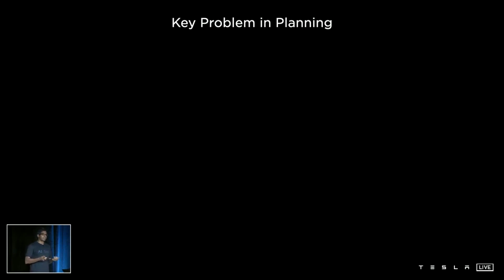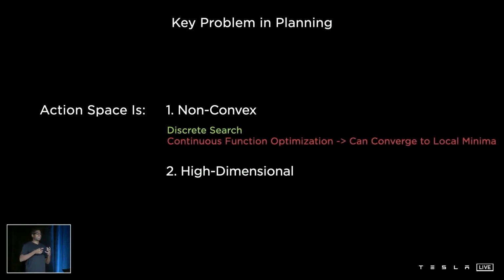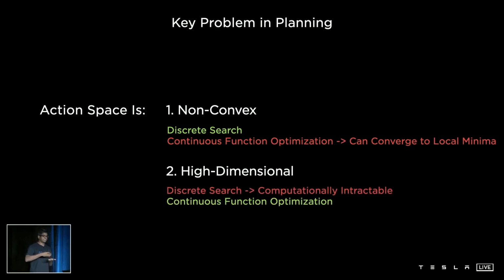What is the key problem in planning? Number one, the action space is very non-convex. And number two, it is high dimensional. What I mean by non-convex is there can be multiple possible solutions that can be independently good, but getting a globally consistent solution is pretty tricky. So there can be pockets of local minima that the planning can get stuck in. And secondly, the high dimensionality comes because the car needs to plan for the next 10 to 15 seconds. It needs to produce the position, velocities, and acceleration over this entire window. This is a lot of parameters to produce at runtime.